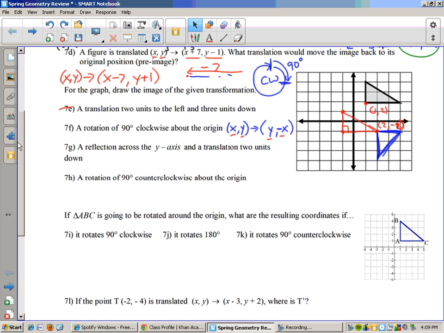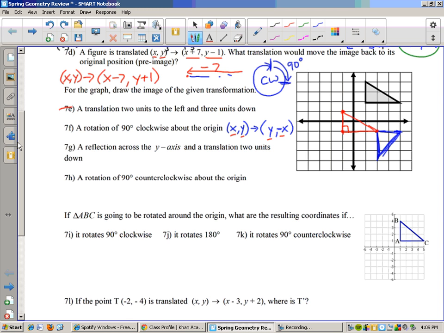All right, 7G, a reflection across the y-axis and a translation 2 units down. Now, we've done all of this on the same piece of paper, but that may be how the actual problem works, so we want to make sure we can do that. A reflection across the y-axis and a translation 2 units down. So this is going to be a twofold problem.